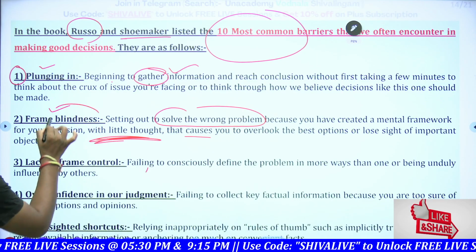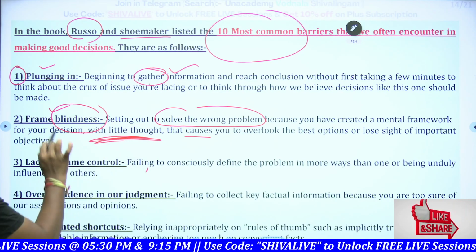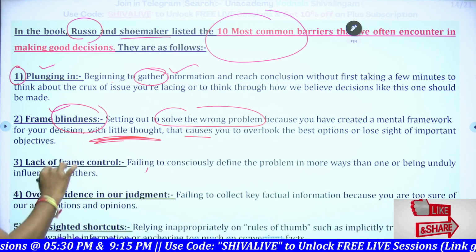Frame blindness means you are not looking into the other parts of the problem or your own problem. You are blind with your own problem.